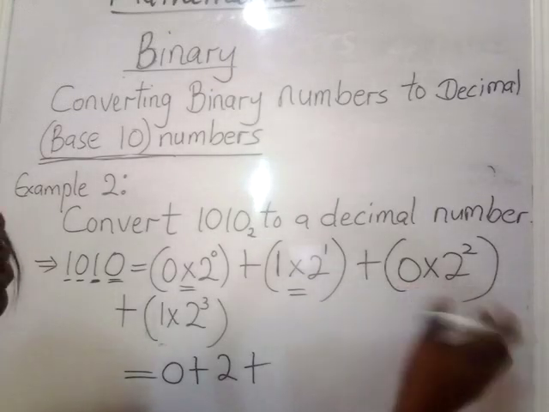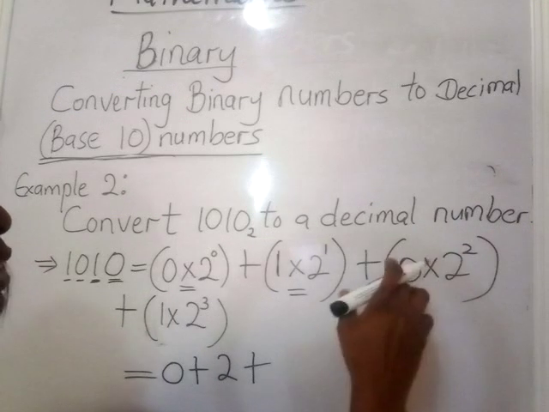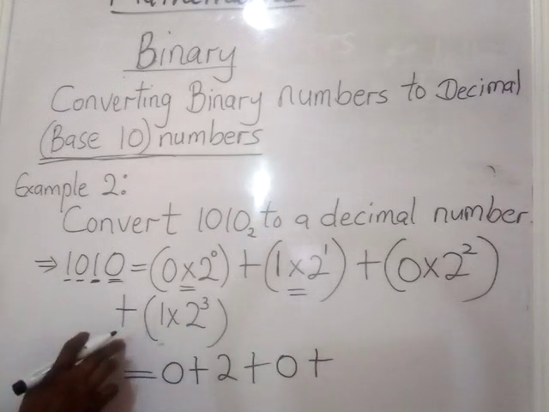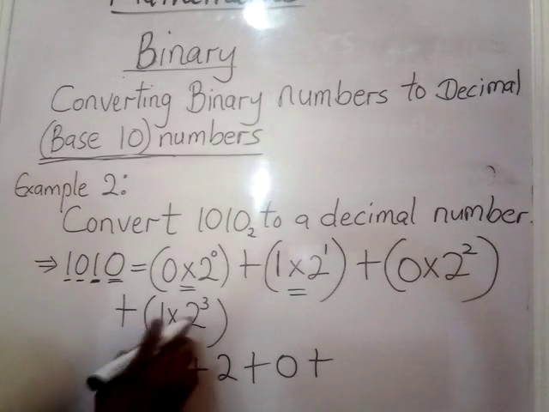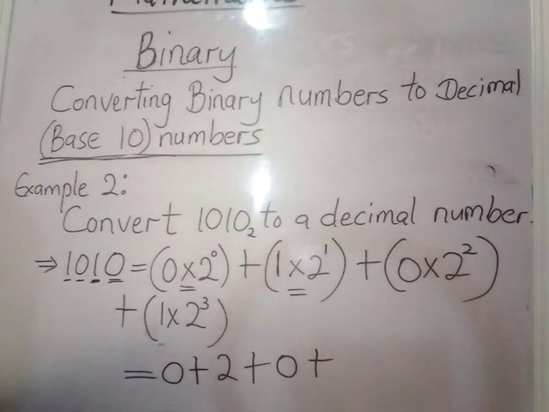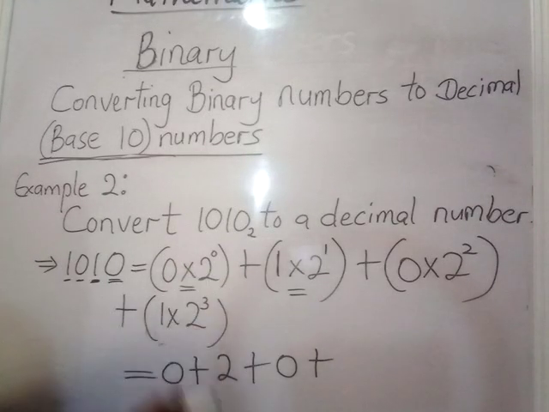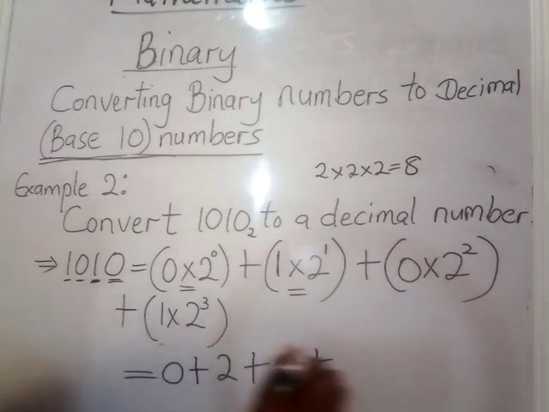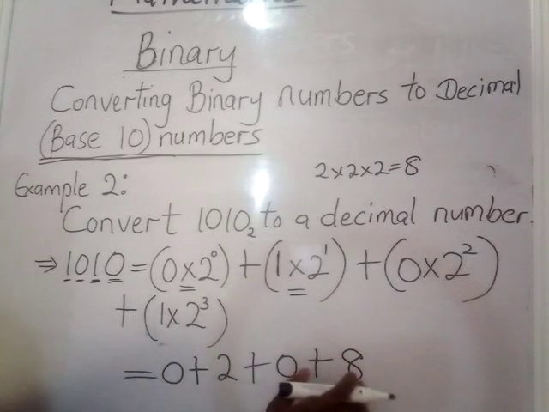So the third bracket has a 0 multiplying a number. Though 2 raised to power 2 is 2 times 2, which is 4, at the end it is 0 times 4, and it comes to 0, plus this one. The final number we have here is 1 times 2 to the power of 3. So 2 to the power of 3 is 2 times 2, 4, and 4 times 2 is 8. 2 to the power of 3 is 2 times 2 times 2, which is what? 8. So 1 times 8 is 8. The value of everything inside this bracket is 8.